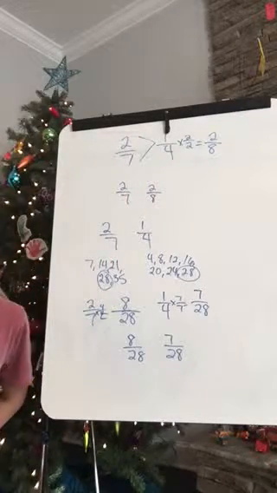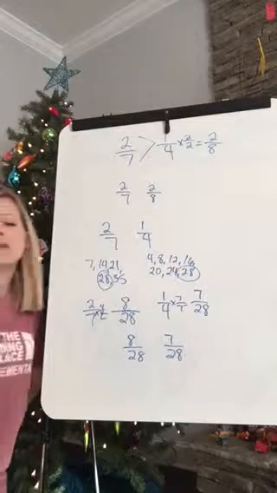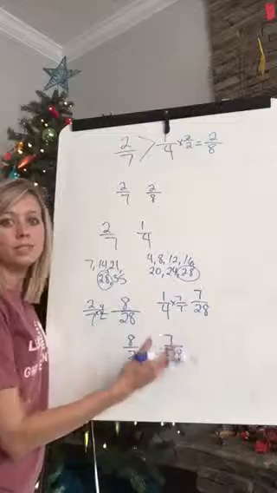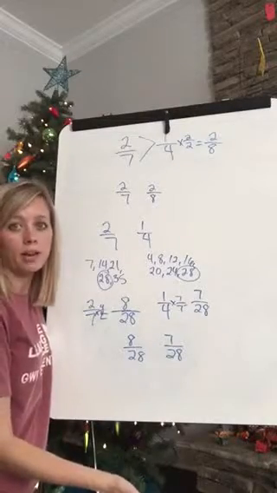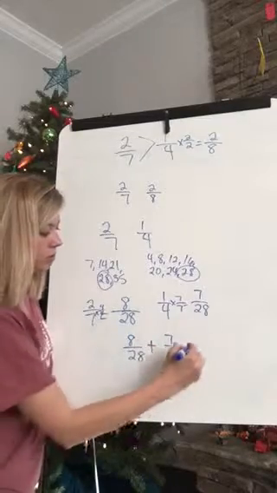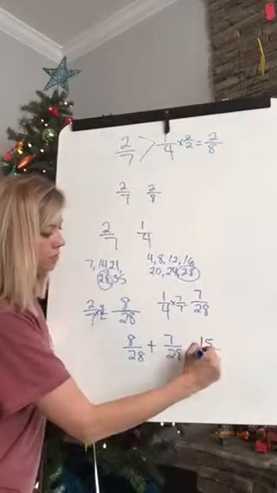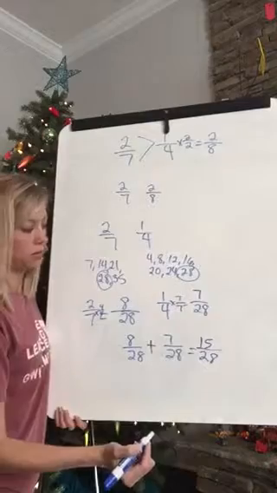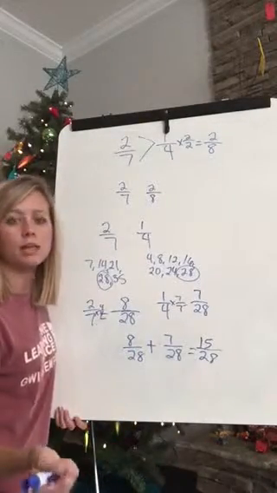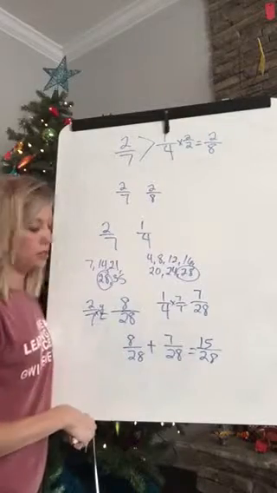Now the second part of your question said, how much of the lawn still needs to be mowed? In order to know how much still needs to be mowed, I've got to know how much they have mowed. So I need to add 8/28 plus 7/28, and I'm going to get 15/28. So that's how much they have mowed. That's not what the question said. The question said how much is left to be mowed.